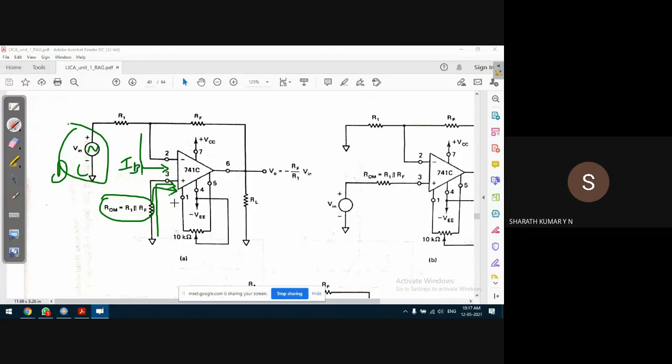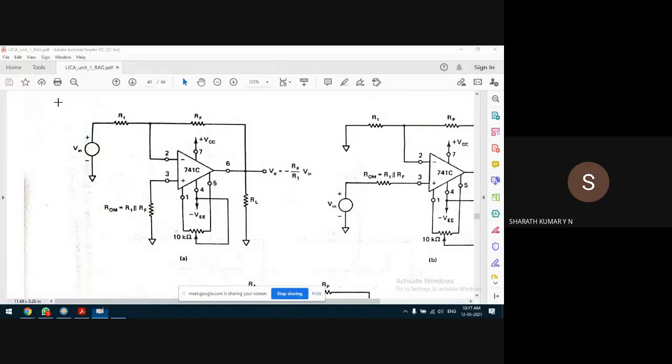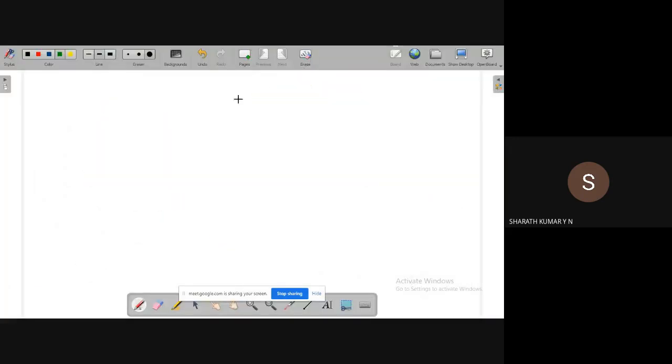Why provide a path? Because, for example, assume that this input is kept open. Let us say this resistor is not connected. In that case, what will happen? Guys, how do the electrons flow? Electrons will flow from higher potential to lower potential.